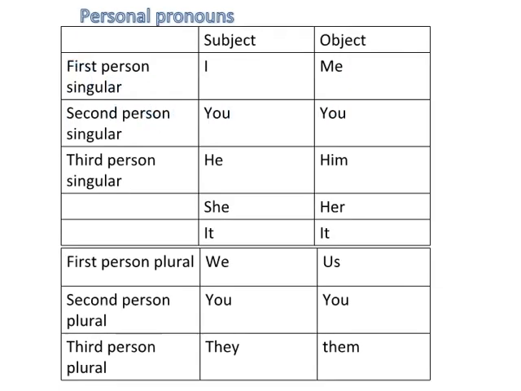Subject, object: first person singular: I, me. Second person singular: you. Third person singular: he, him; she, her; it. First person plural: we, us. Second person plural: you. Third person plural: they, them.